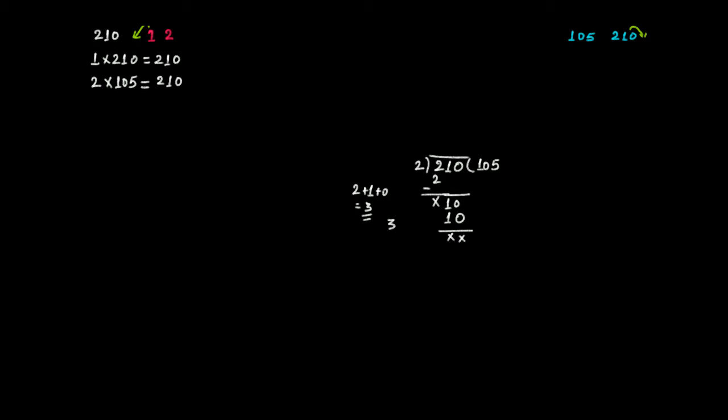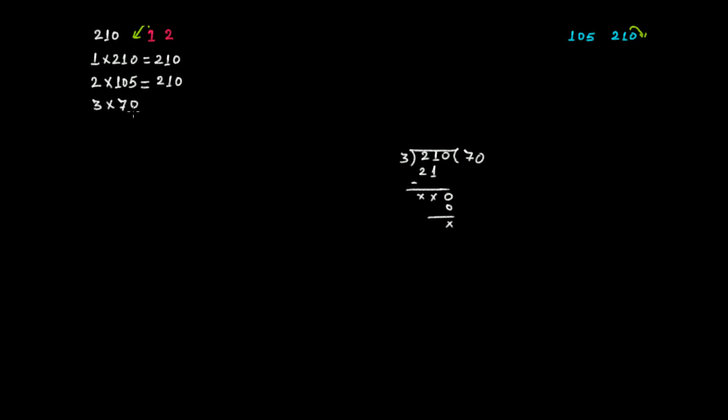The question is by how much? So just divide it here. You have 210 divided by 3. It will be 3, 7, 21 is gone, and then you have 0 left, so 0. So you have 3 times 70, and this will be 210. So you'll write 3 here, and then you'll write 70 here.